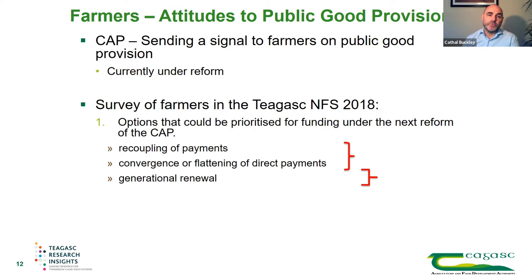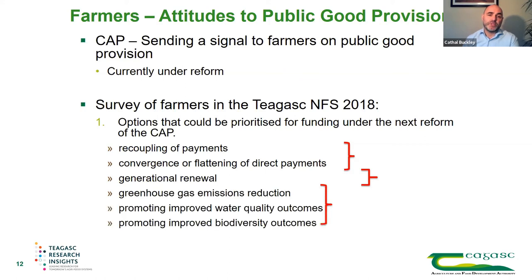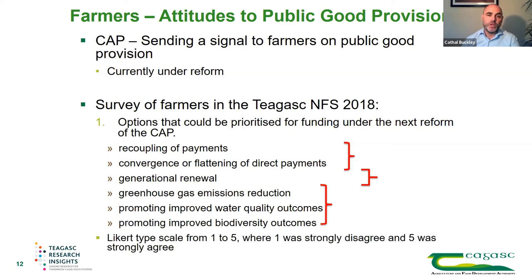The second one that was mooted in terms of the process was generational renewal, and this was flagged by the commission. So we asked farmers, is this something we should be promoting in the CAP? And the final three options we provided them with were in the public good provision area: incentives to reduce greenhouse gas emissions, improve water quality, or promote biodiversity. And then we asked them on a scale of 1 to 5, where 1 was strongly disagree, 5 was strongly agree, to score those different options.